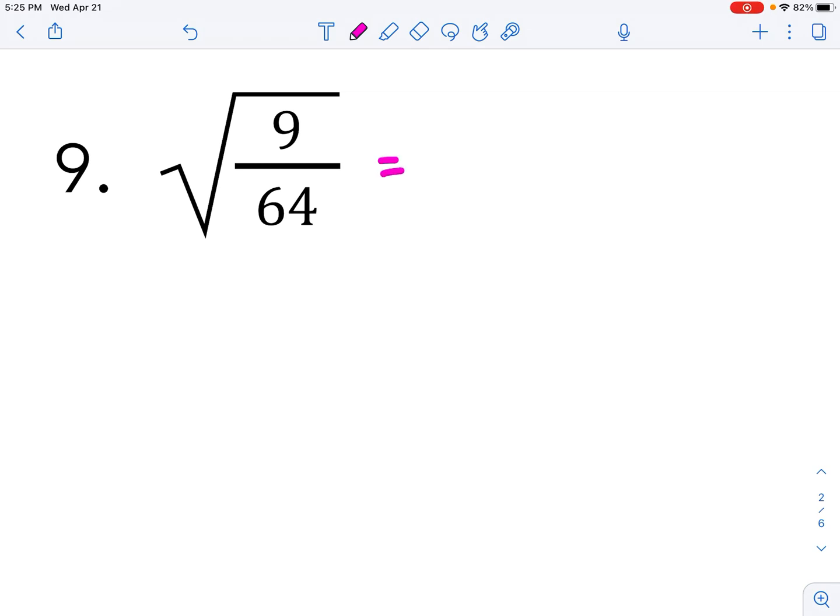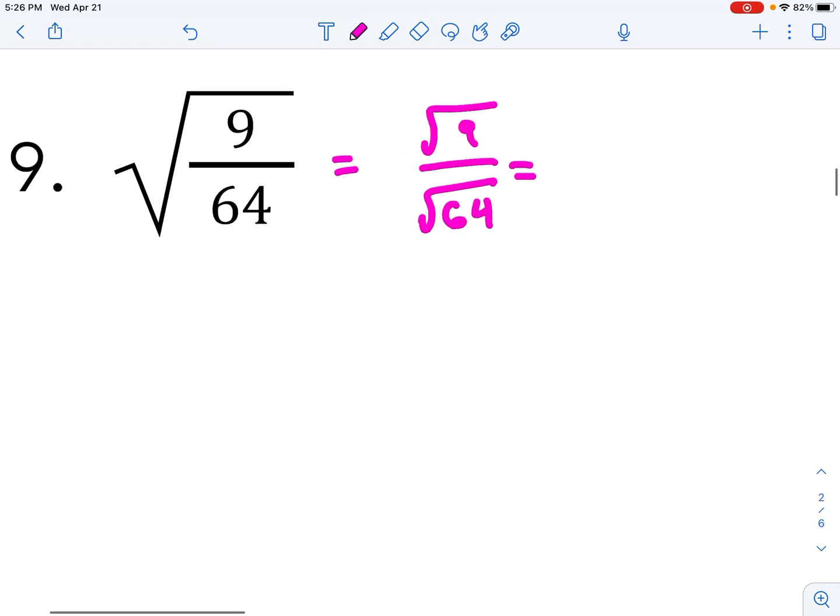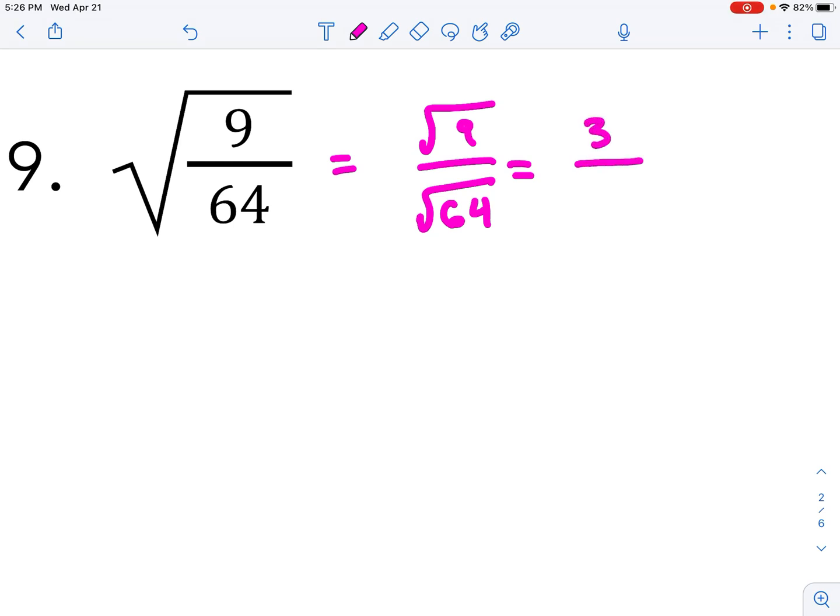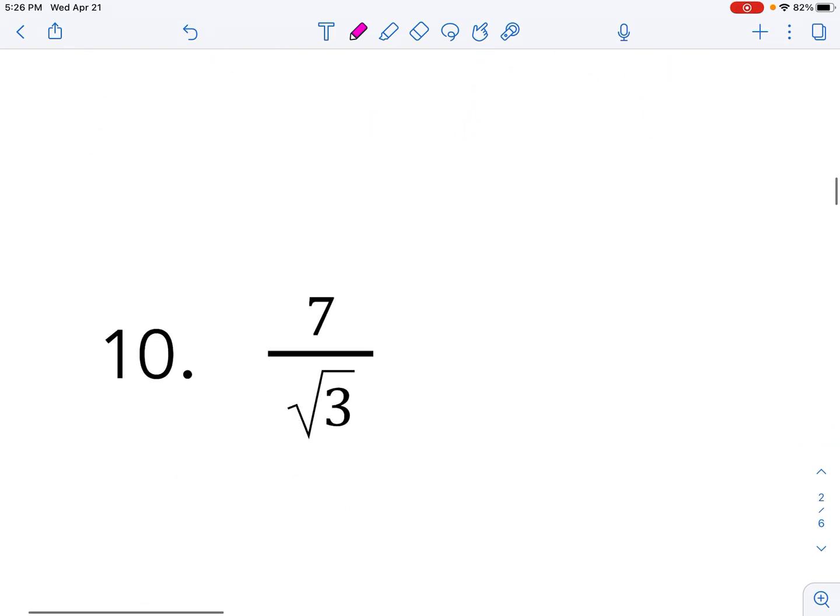Number 9. My big division rule here is that you can split these up into smaller radicals, like that, and that might make it easier for you to see that the square root of 9 is just 3 because it's a perfect square, and the square root of 64 is also a perfect square, making an 8. My final answer there is 3 over 8.